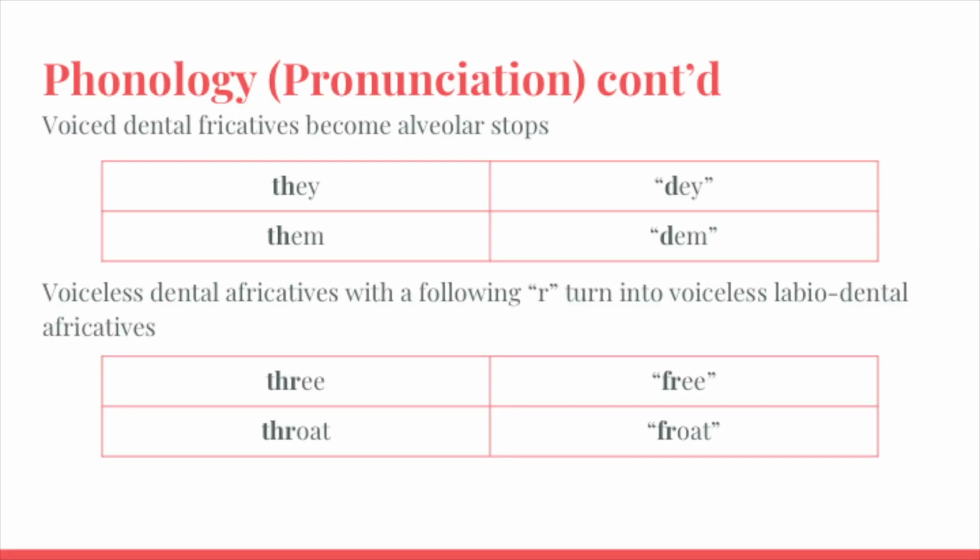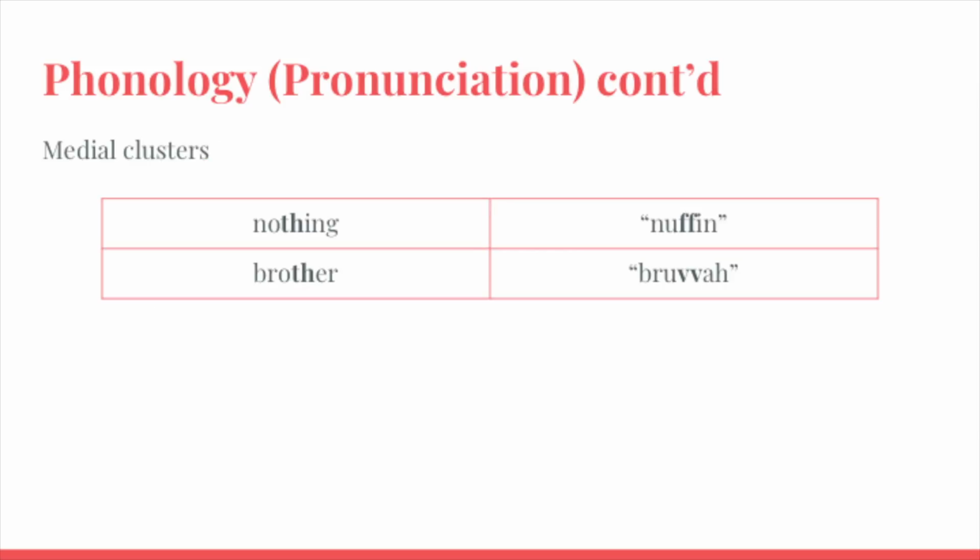Voiced dental fricatives become alveolar stops, such as "they" versus "day" and "them" versus "dem." Voiceless dental fricatives with a following R turn into voiceless labiodental fricatives. For example, "three" versus "free" and "throat" versus "froat." Medial clusters follow a like pattern.